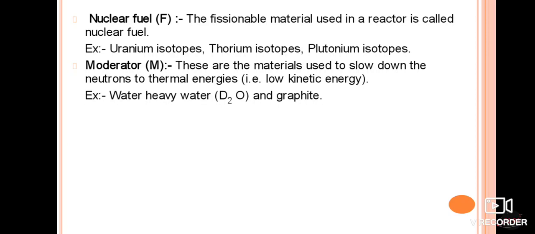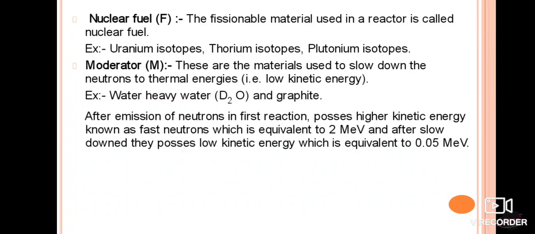To slow down the neutrons, moderators are used. Moderators absorb the energy of the neutrons, leaving them with low kinetic energy. Next, coming to the third part, after the emission of neutrons in the first reaction, they have higher kinetic energy and are known as fast neutrons, with an energy equivalent of 2 mega electron volt. After slowdown by this process, the kinetic energy is equivalent to 0.05 mega electron volt.